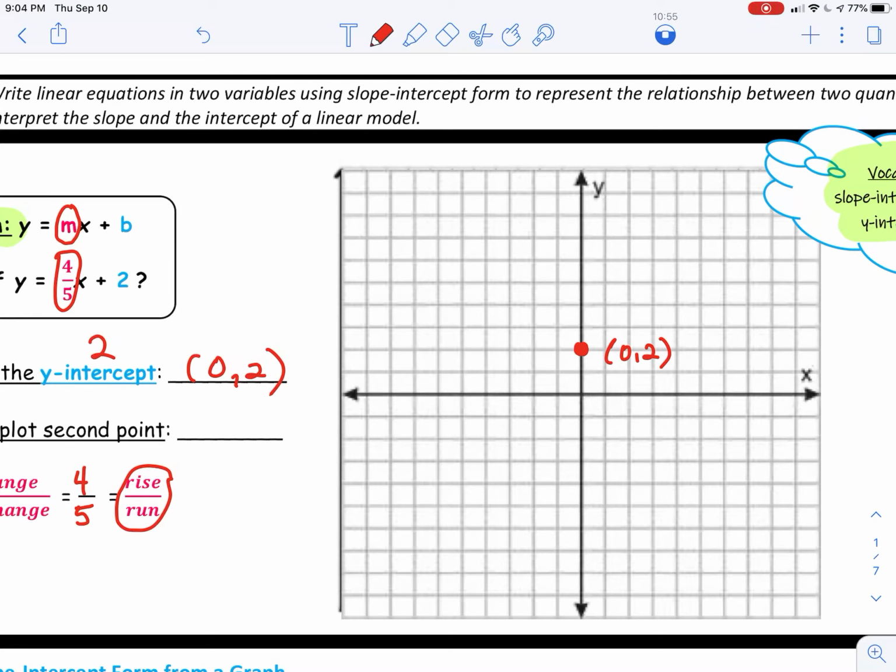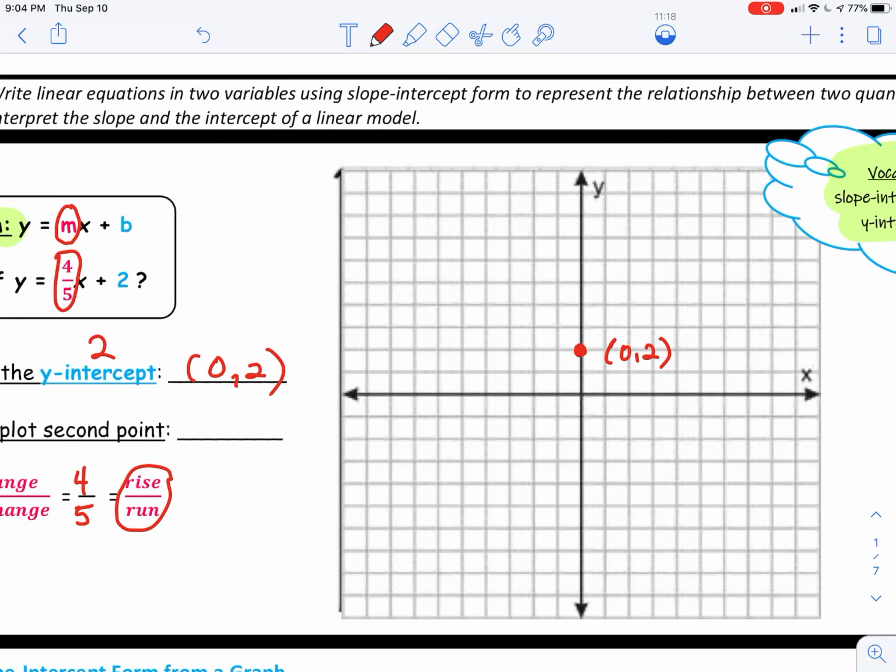So we start at our y-intercept, so you're going to want to put your pencil over here on your y-intercept on your graph, and you're going to want to rise. You can rise in a positive direction, you can go this way, or you can rise in a negative direction. In this case, since our slope is positive, we're going to be rising in a positive direction.